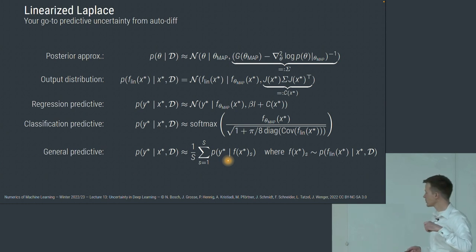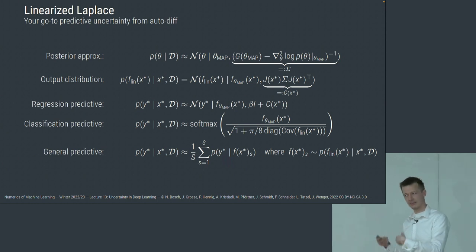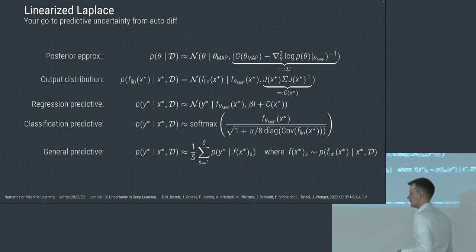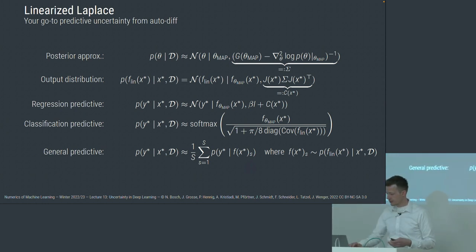So you just draw a bunch of weights from the Gaussian distribution that comes from this Laplace approximation. And sampling those is trivial, right? It's just Gaussian random variables. And then just sum up a bunch of predictions, rather than running Markov chain Monte Carlo in weight space, which is the expensive bit. So there you have it, uncertainty for your deep neural network.